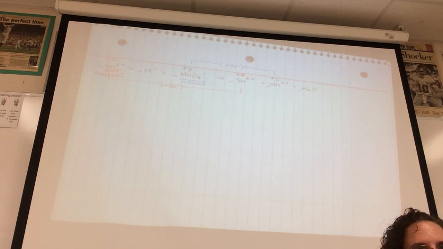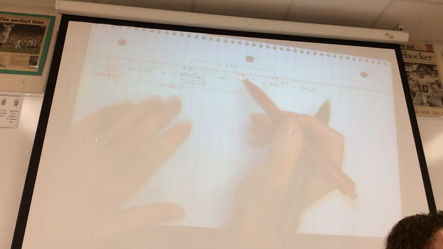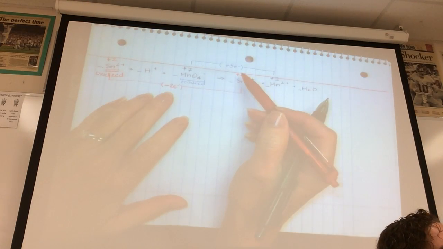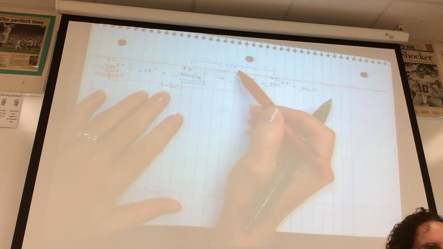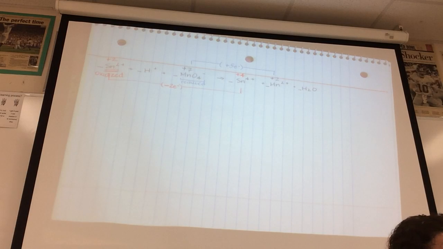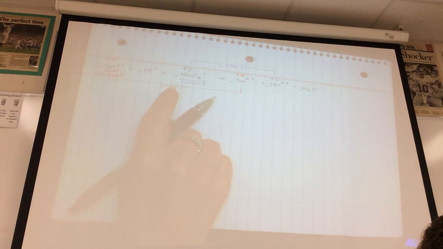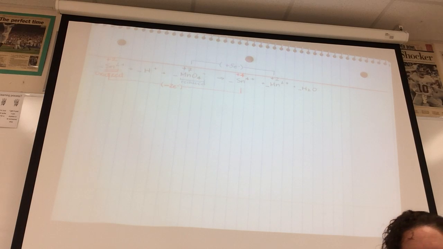I need the total number of electrons transferred to be the same. What is the least common multiple of 2 and 5? 10. What do I multiply the 2 by to get 10? 5.